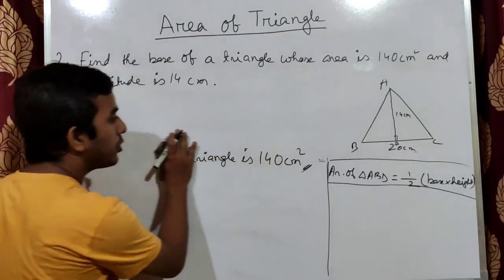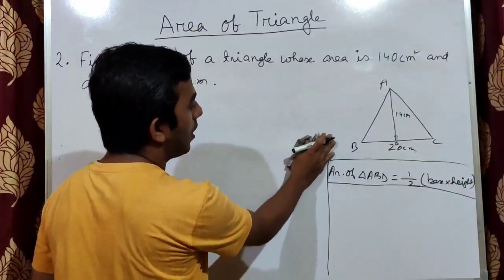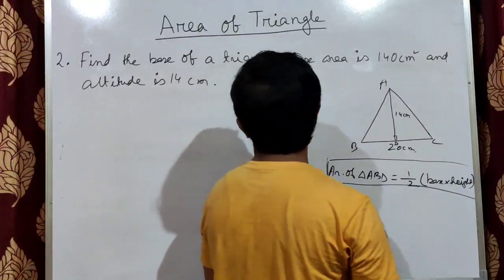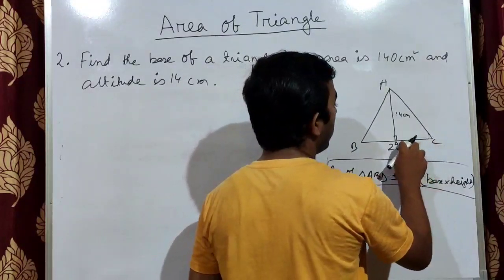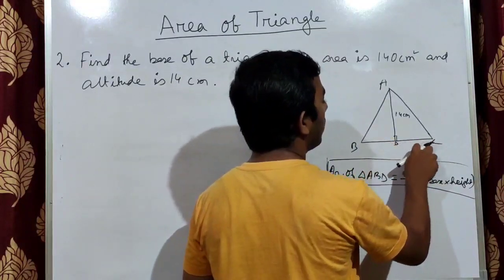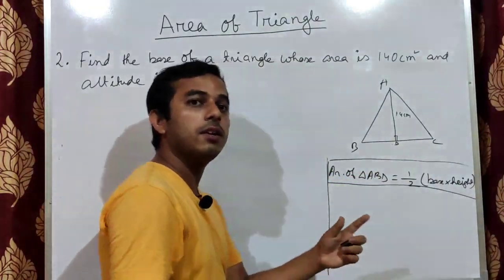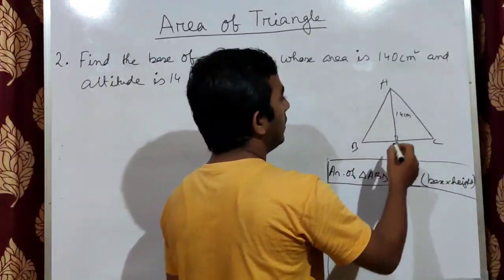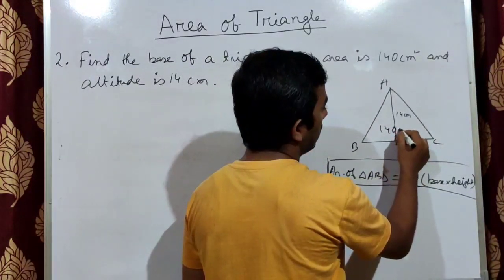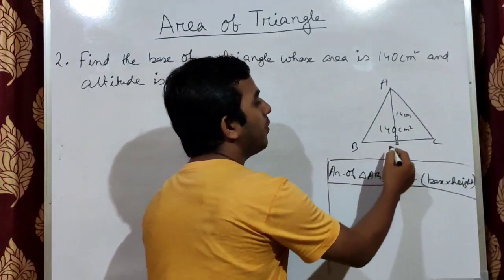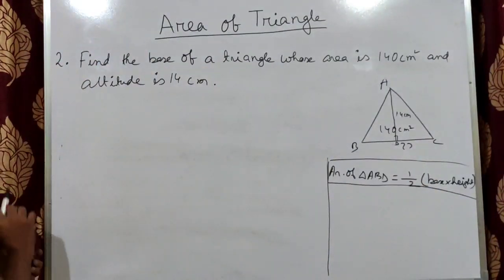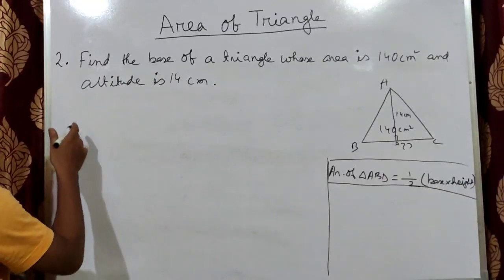So in this question we have area which is 140 centimeter square and altitude as 14 centimeter. Clear? Now we have to find the base. We know what is base, right? Okay, let us find out the base. Its area is 140 centimeter square. Now we have to find the length of BC. For this, first of all, we have to write the solution.